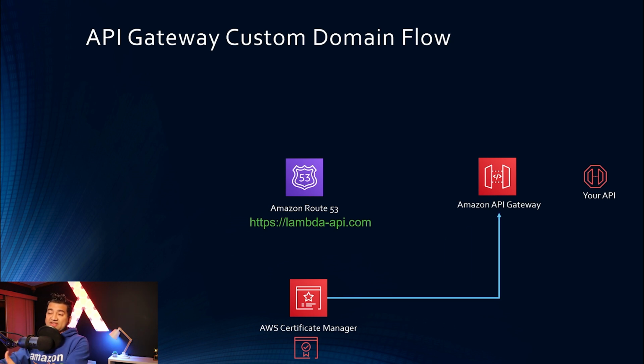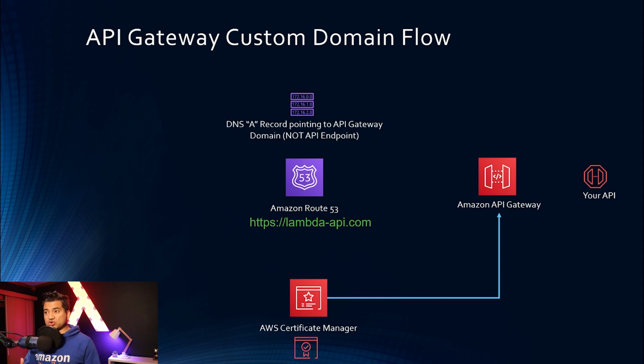So you point that from Amazon API Gateway, but that's not it, because Route 53 does not know that, hey, if someone calls this https://lambda-api.com, send it to API Gateway, because there is no connection between Route 53 and API Gateway. So for that, what you need to do is, in Route 53, you have to create a DNS A record pointing to API Gateway domain.